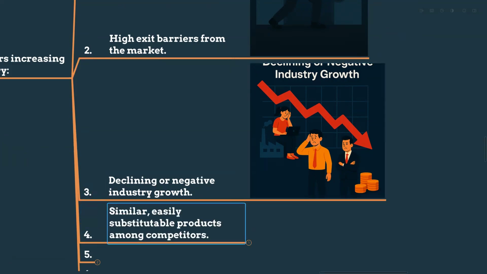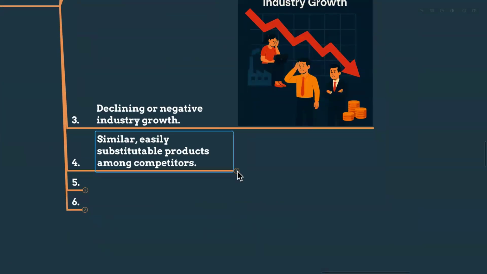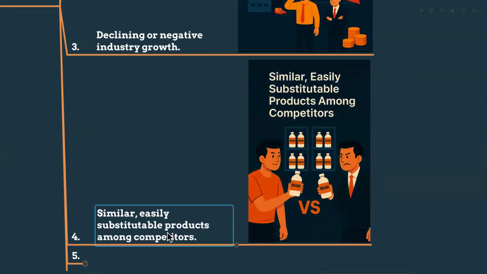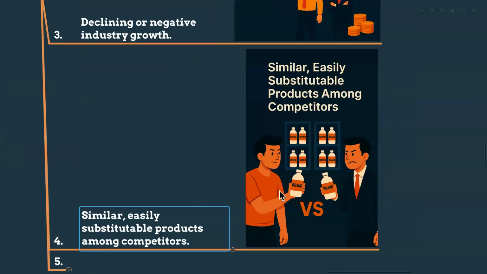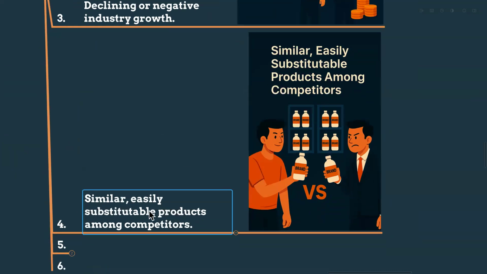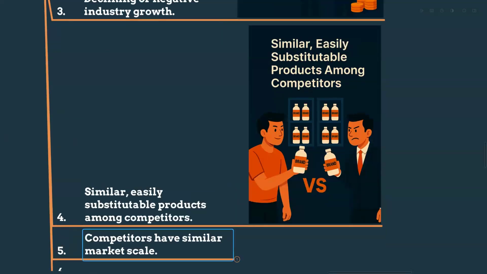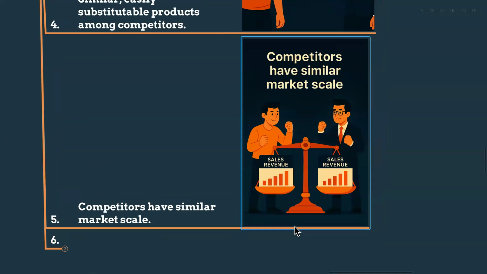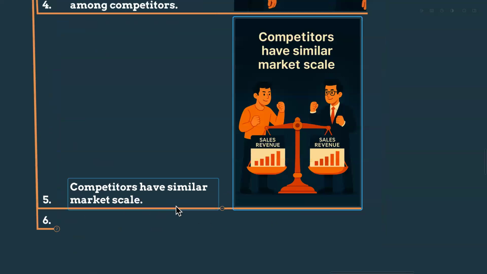So similar, easily substitutable products among competitors. There are similar products and they are easily substitutable among the competitors. Then only it's a problem. It's hard to differentiate. They will compete mainly on price. Then the profitability is very low for the company. And competitors have similar market scale, right? This is also a problem. Similar size, right?